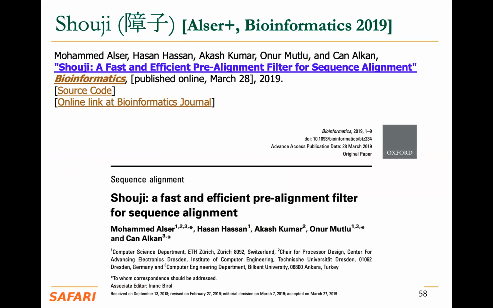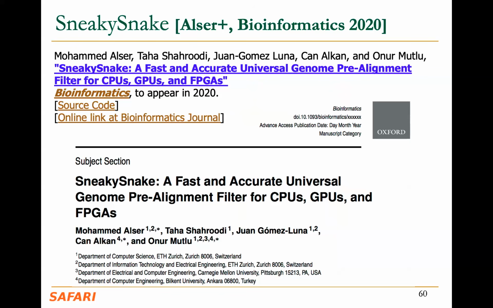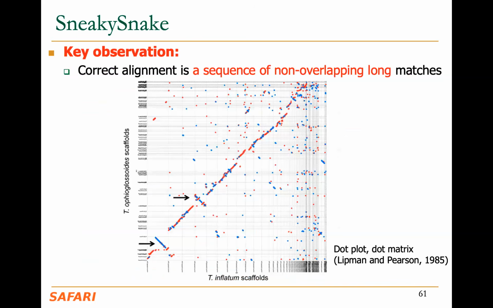There's more. I'm going to skip this one. I'm going to give you one more example, which I think the DAC community would probably appreciate. And this was based on the insights that we've developed with shifted Hamming distance. We essentially developed another filter.